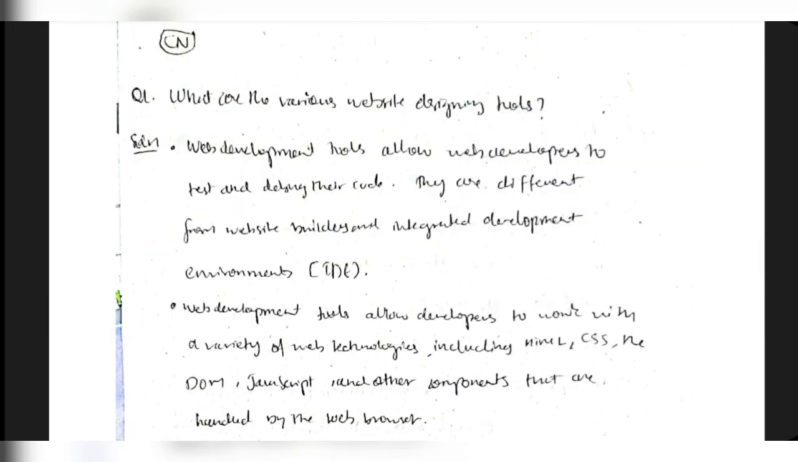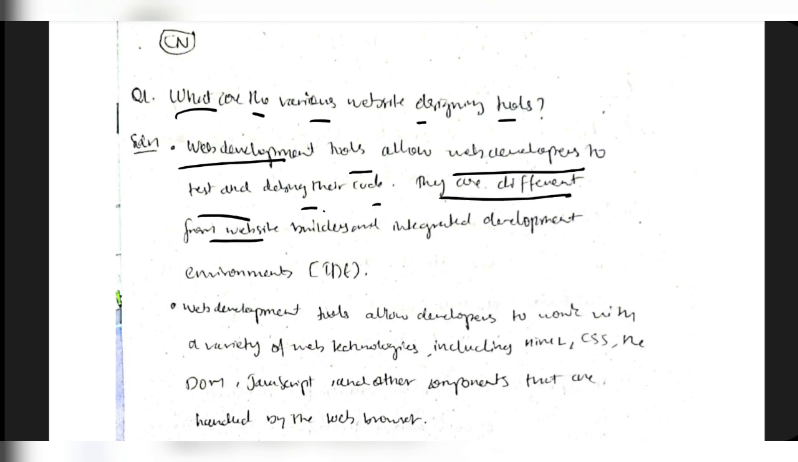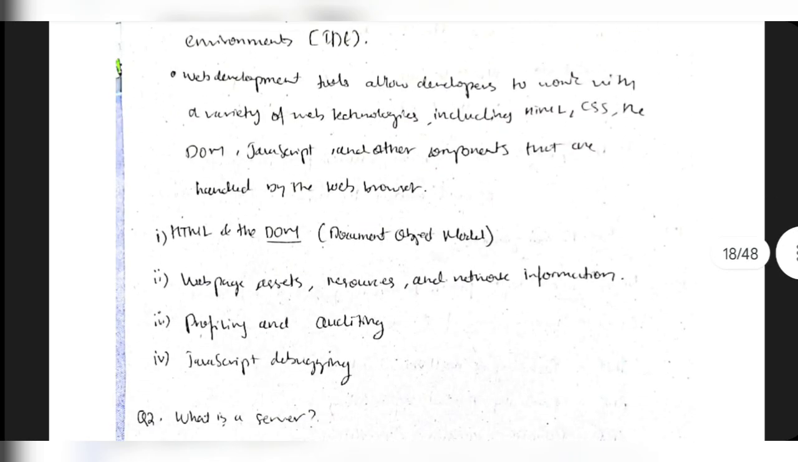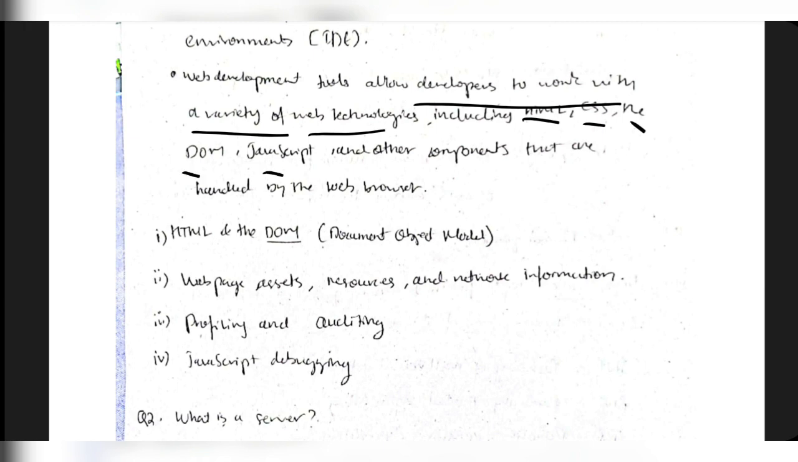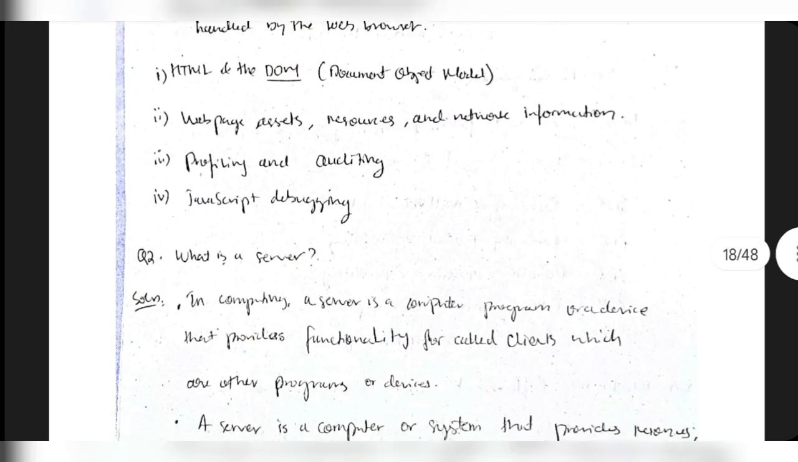Moving on to computer networks, the first question is, what are the various website designing tools? Web development tools allow web developers to test and debug their code. They are different from website builders and IDEs. Web development tools allow developers to work with a variety of web technologies, including HTML, CSS, DOM, JavaScript, and others. Components are handled by the local web browser. So let's discuss each one by one.